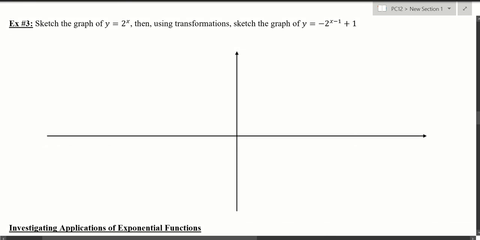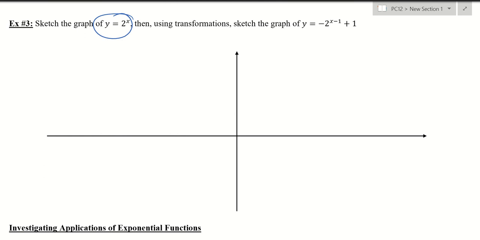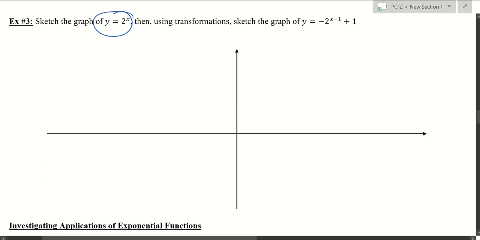And for this particular example, what we're going to do first is just sketch the graph of y equals 2 to the x, which we've done in a previous example, so that won't take too long. Then, using transformations, sketch the graph of y equals negative 2 to the power of (x minus 1), all plus 1. And we're going to do this in our next video.